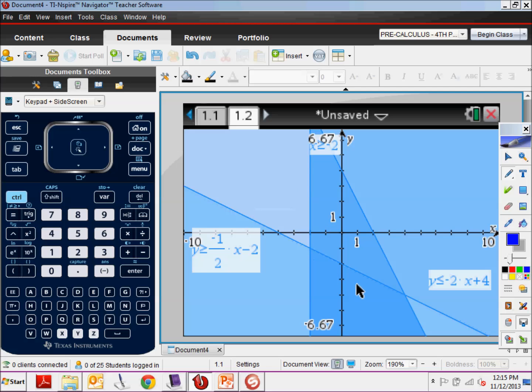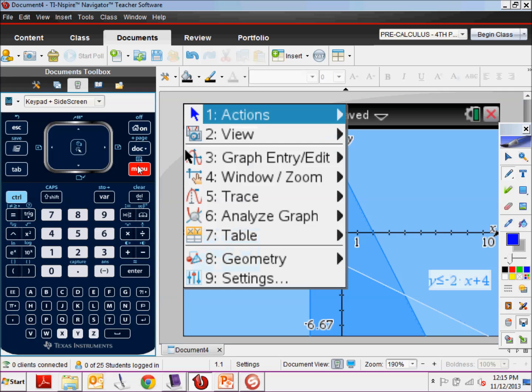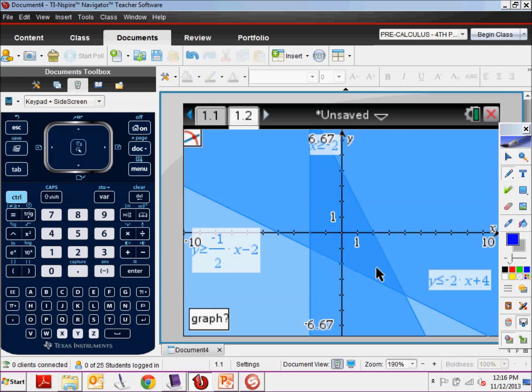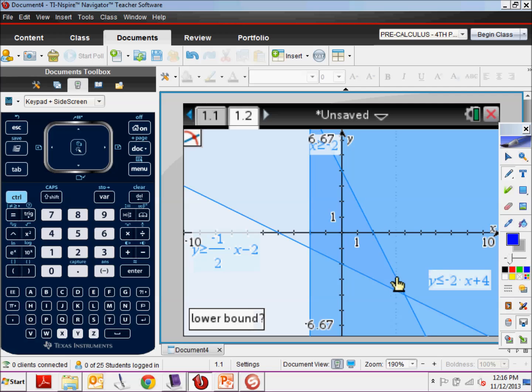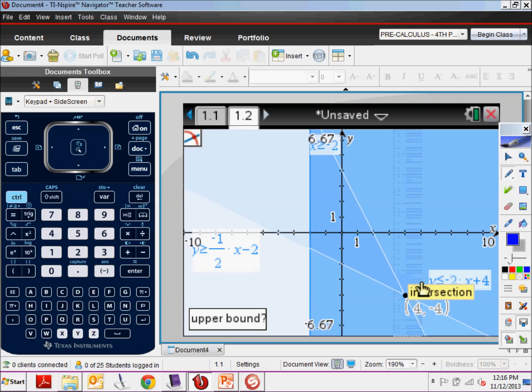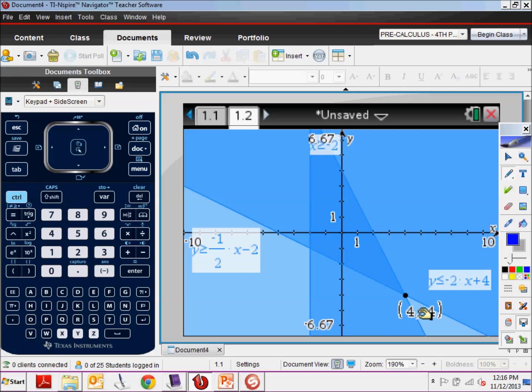All right. Now, pay attention. We're going to do this line and this line just normal, which is where you press menu 6 4, right? To find the intersection. Because there's multiple lines, the calculator is going to ask you which graphs you are talking about. So I'm going to click this graph and I'm going to click this graph. And it says lower bound, which means I go to the left. And it says upper bound, which means I go to the right. So where's my intersection? 4, negative 4.